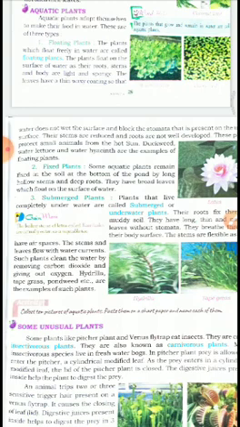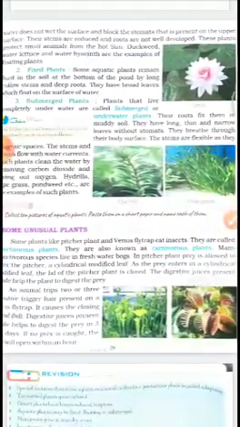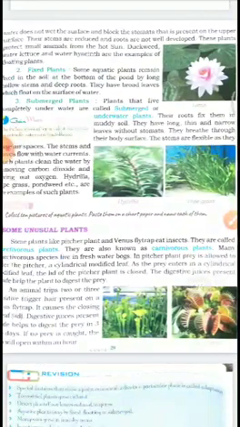Fixed plants. Some aquatic plants remain fixed in the soil at the bottom of the pond by long hollow stems and deep roots. They have broad leaves which float on the surface of water. An example of fixed plants is the lotus. Submerged plants are those plants which are found completely under the water, called submerged or underwater plants. Their roots fix themselves in the muddy soil. They have long, thin and narrow leaves without stomata. They breathe through their body surface.